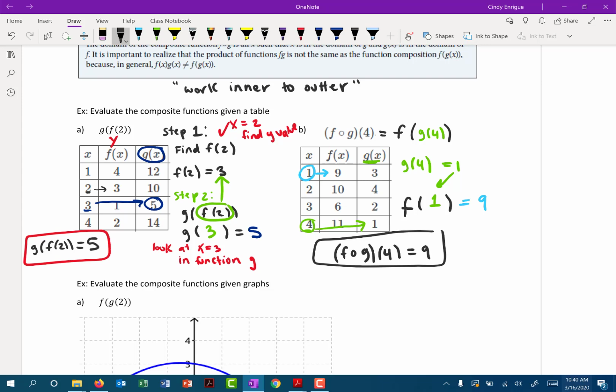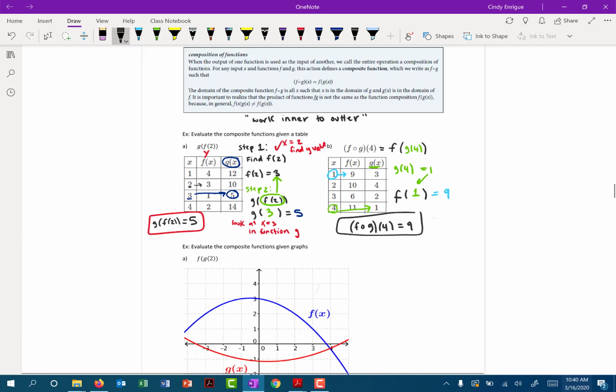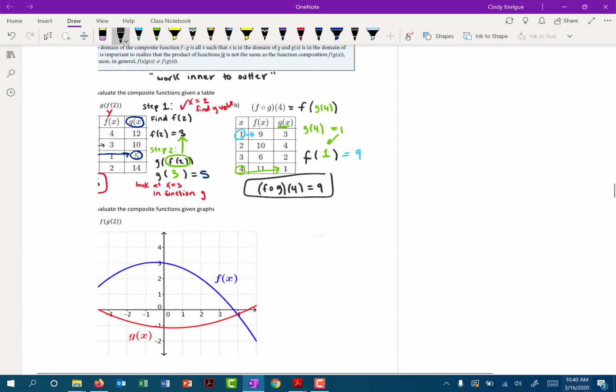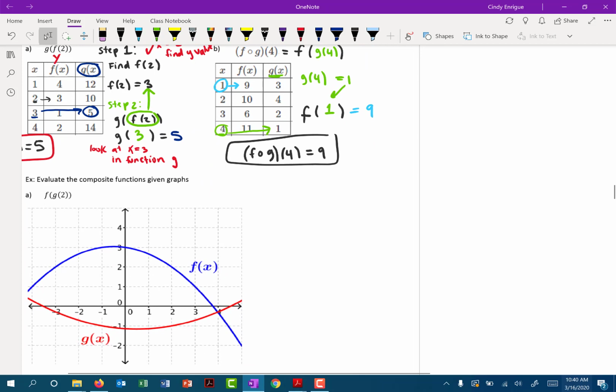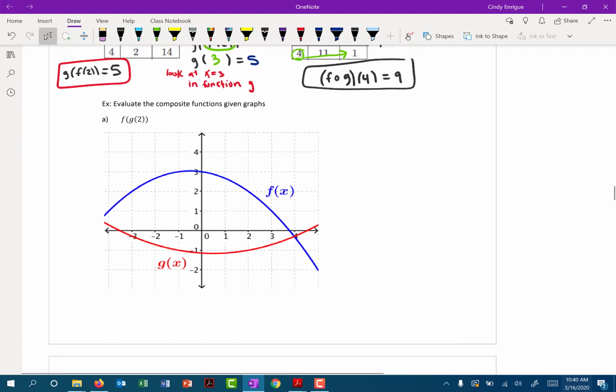So we saw the composition of functions with respect to tables. Now we're going to see the composition of functions with respect to a graph. So here my graph is here, so f is in blue and my g function's in red. Okay? And here it says find f of g of 2. So I am trying to find f, and on the inside I have my g of 2. So since it's red, for g, I'll just go ahead and write it in red. So g of 2.